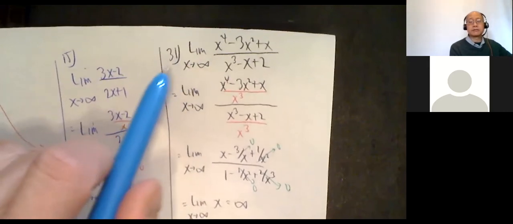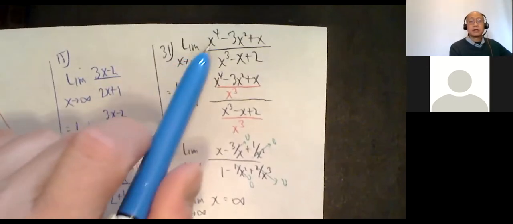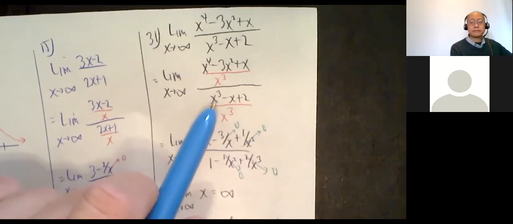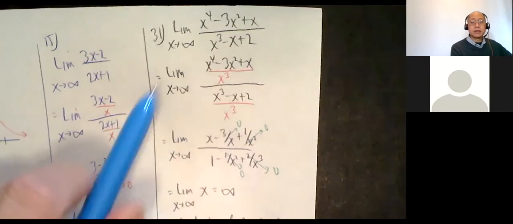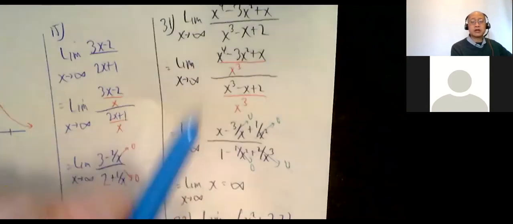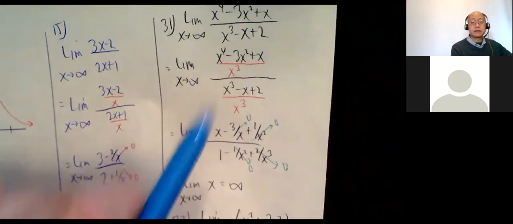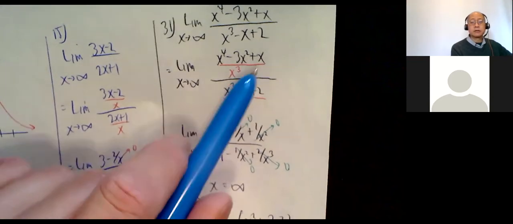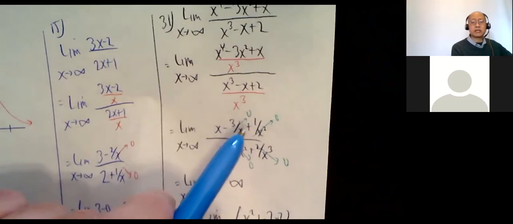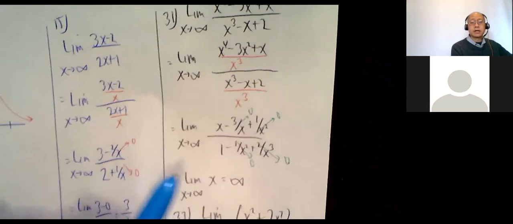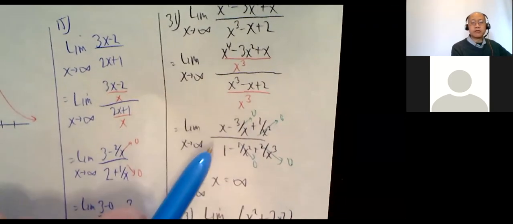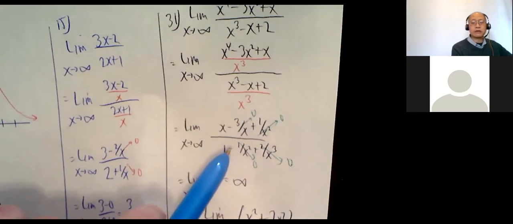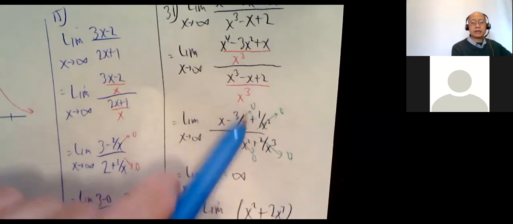And then I'll be done with this since we're almost out of time. So divide the top and the bottom by x cubed. What's x to the 4th divided by x cubed? x. Minus that divided by that is minus 3 over x. x over x cubed is 1 over x squared. On the bottom, x cubed over x cubed is 1. Minus that divided by that is minus 1 over x squared. That divided by that is 2 over x cubed.